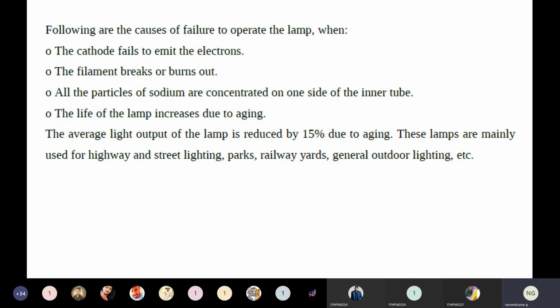Okay, these are some advantages, and we are going to see some more advantages in the mercury vapor lamp. Again, high pressure and low pressure, there are two types of mercury vapor lamps.